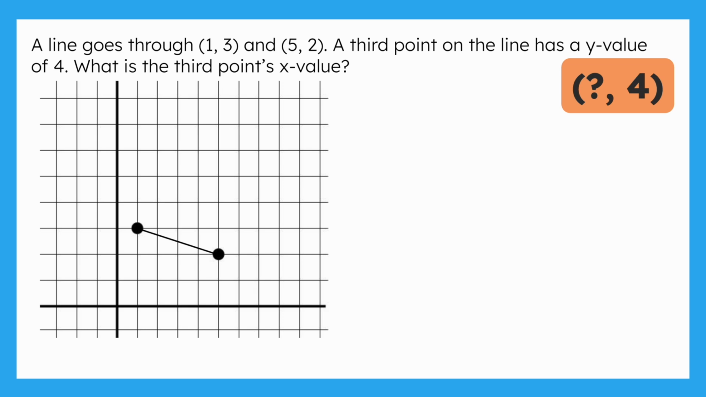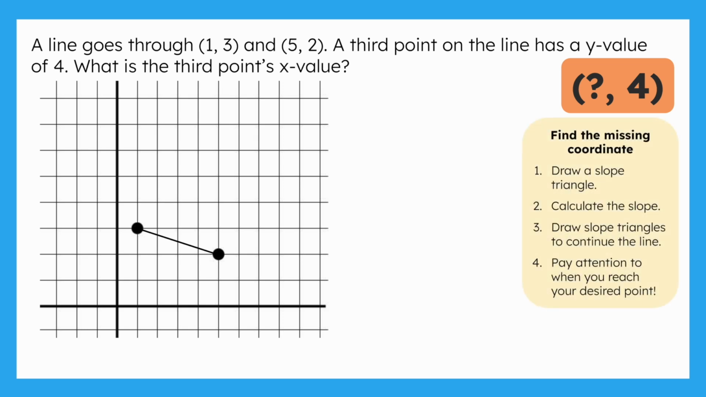Remember the steps. Draw a slope triangle, simplify your slope fraction, and determine the sign. Continue the line with slope triangles until you reach the desired point. How did you do? The slope triangle I drew had a rise of 1 and a run of 4. The line goes down from left to right, so the slope is negative 1 over 4.